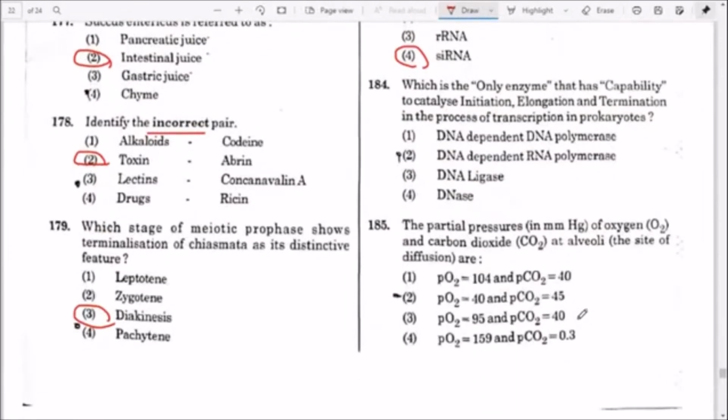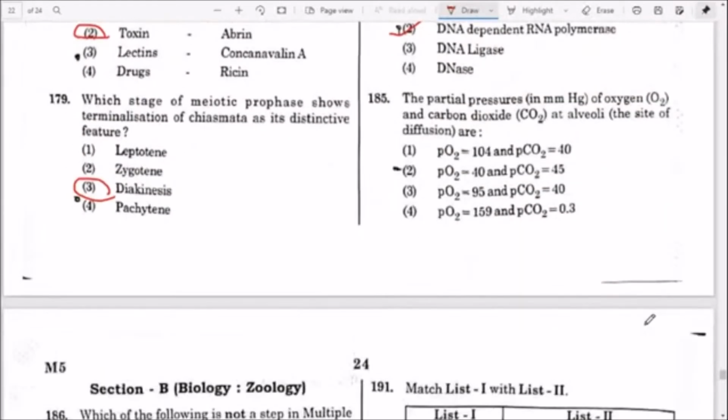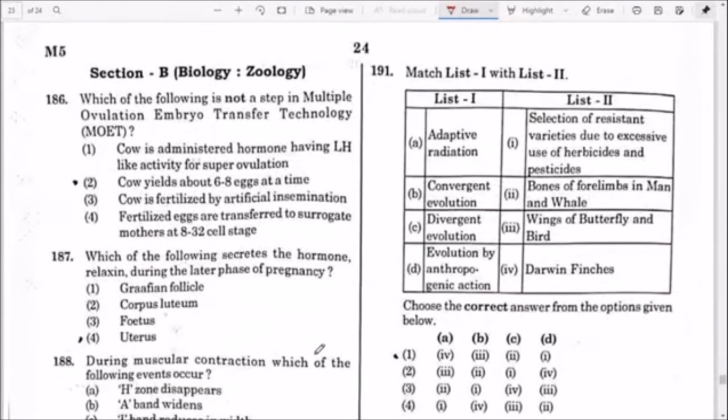Next, question number 184. Which is the only enzyme that has capability to catalyze initiation, elongation and termination? So these 3 stages are involved in the process of transcription in prokaryotes. Only one enzyme will take care of all these things. It is DNA dependent RNA polymerase. Option number 2 is the correct option, students. The partial pressure in mm of Hg of oxygen and carbon dioxide at alveoli, the site of diffusion, is the same question asked in a different way. It is 1, oxygen 104 and carbon dioxide 40. Next, section B, biology, that is from zoology.